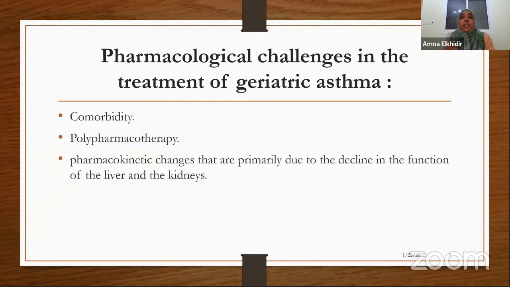The pharmacological challenges that may be encountered in treating asthma of elderly are comorbidity, because elderly populations have more comorbid diseases like heart, lung, and kidney diseases that may affect the efficacy of the treatment. And there is polypharmacotherapy, as they have other drugs that they use for chronic diseases that may affect or interact with the asthmatic drugs. And the pharmacokinetic changes that happen in elderly populations, like the decline in liver and kidney functions, which may affect the excretion of drugs, and we may encounter more side effects.